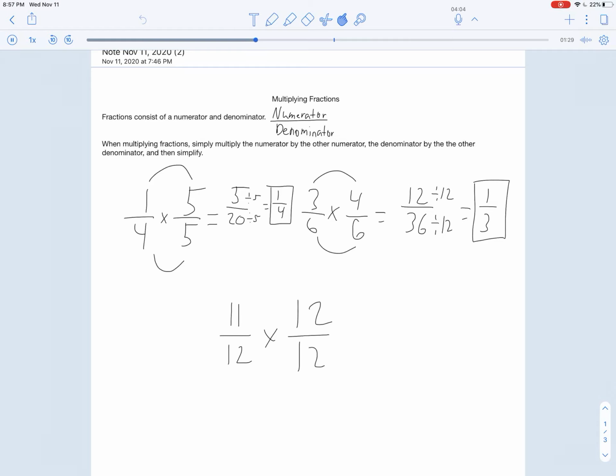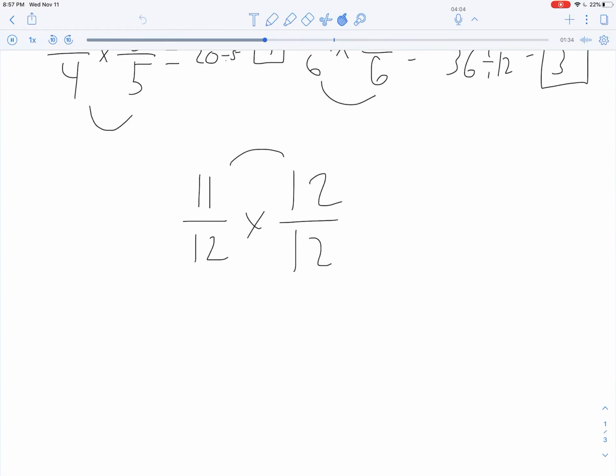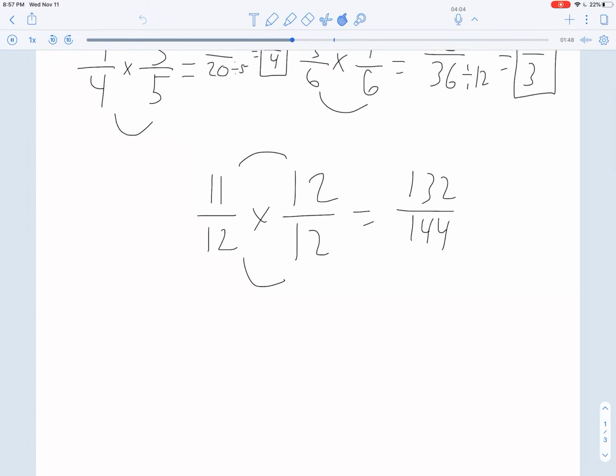All right, on to our next one. So here we have 11 over 12 times 12 over 12. So multiply the top, multiply the bottom. This gives me 132 over 144. And I want to simplify this if I can. And I know that 132 and 144, I can divide by 12, and that'll work. Divide by 12. Top comes out as 11. Bottom comes out as 12. So that's as simple as that, following that formula.